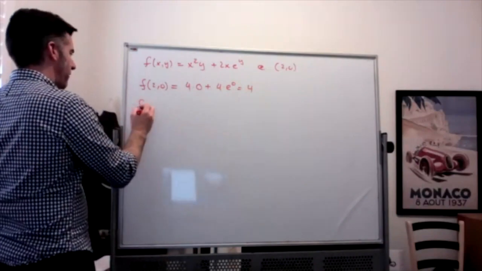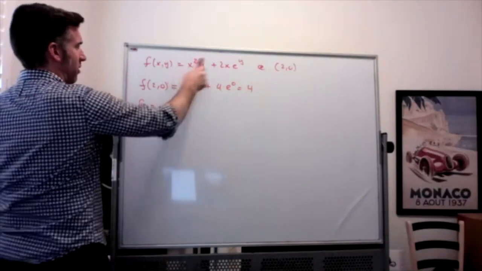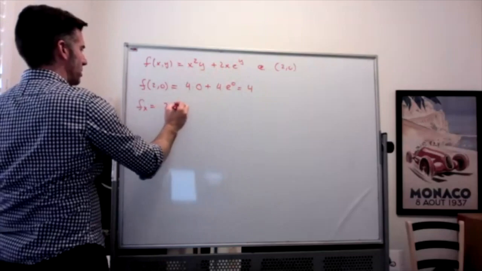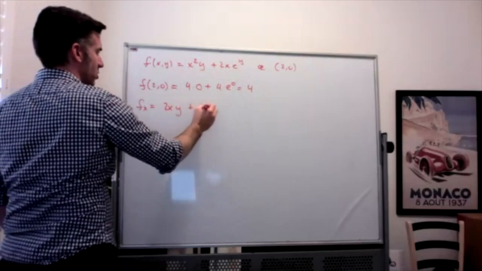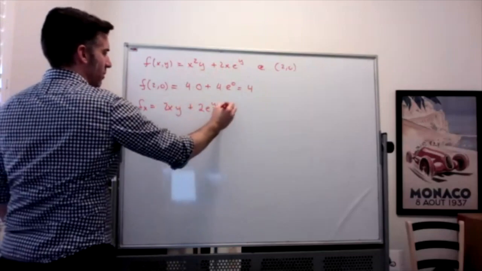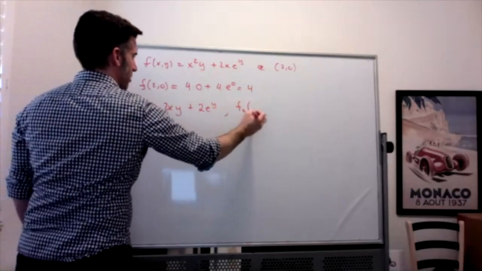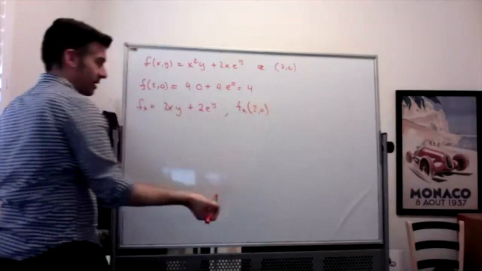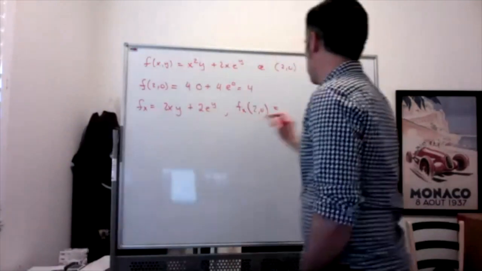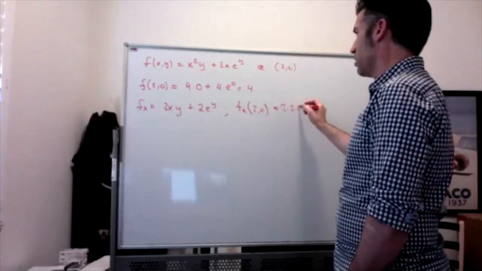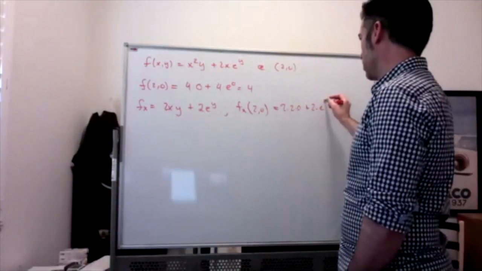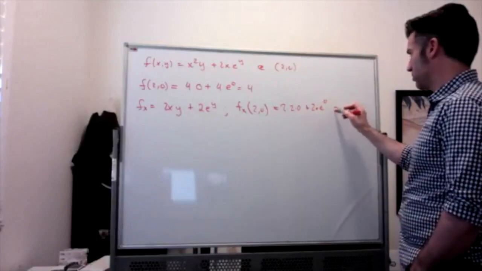And then our fx, the partial with respect to x, is going to be 2xy plus 2e to the y. And then plugging in 2, 0, fx at 2, 0 is going to be 2 times 2 times 0 plus 2 times e to the 0. That's going to be 0 plus 2.